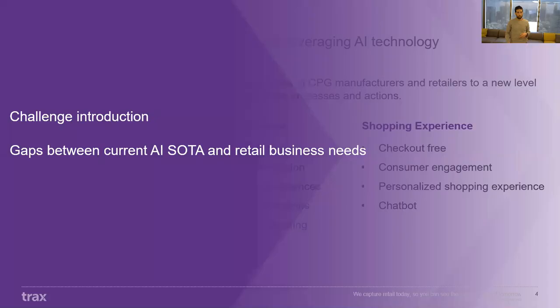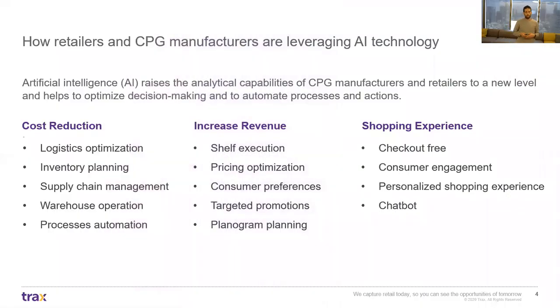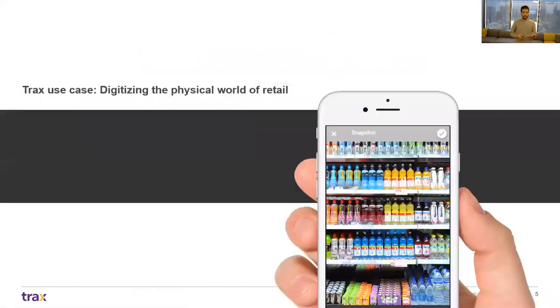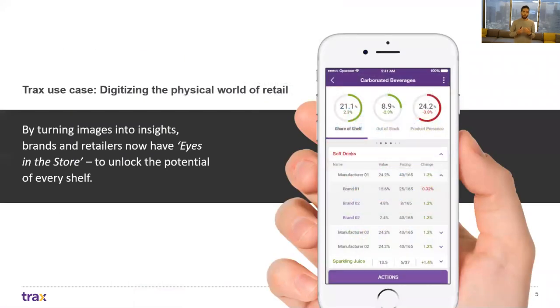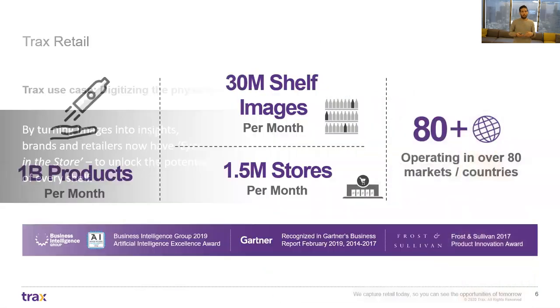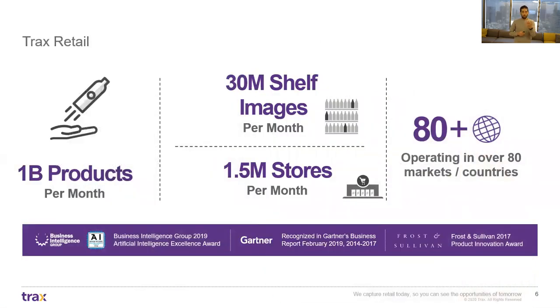But let's start with the challenge. So without getting too much into details, we can see a clear trend in the retail industry of leveraging AI capabilities in order to improve business performance. Trax is one of the leaders in this field, and we are using our core technology in order to transform shelf images into digital representation. Just to give you a quick notion of our business, every month we analyze more than 30 million images that were taken from more than 1.5 million stores around the world.